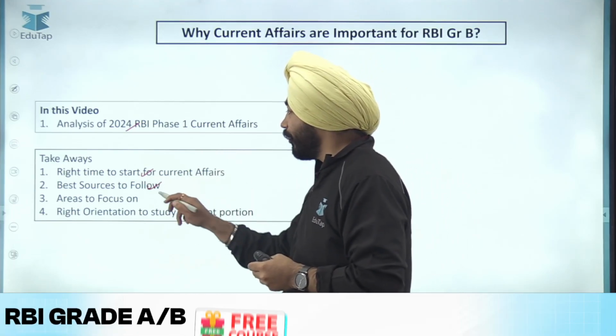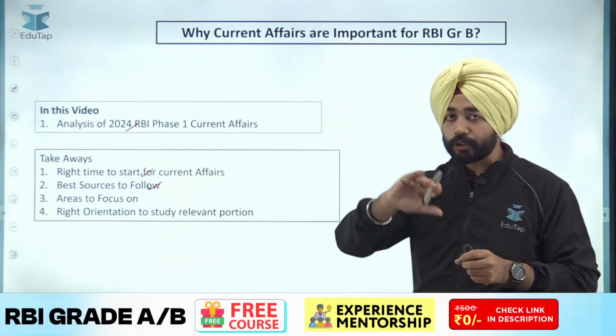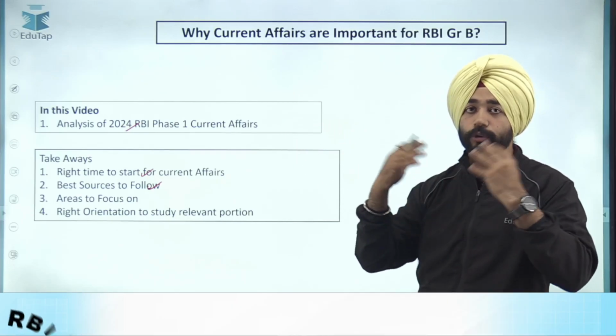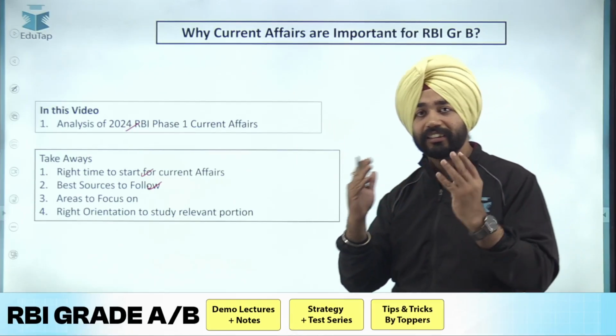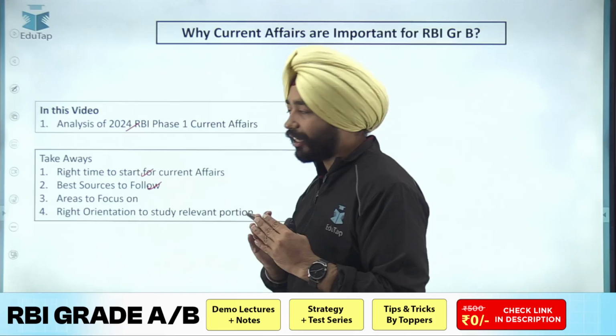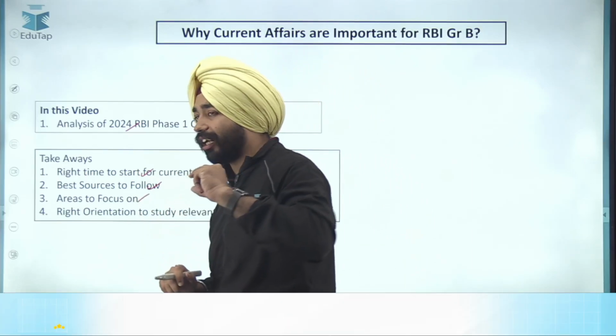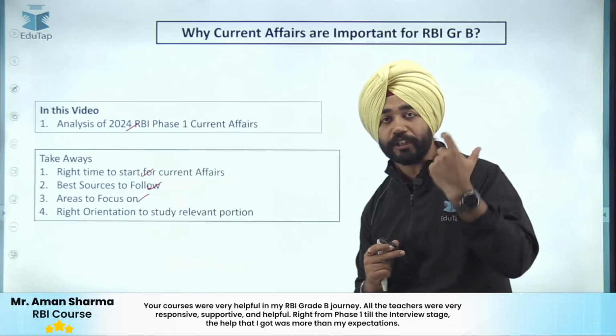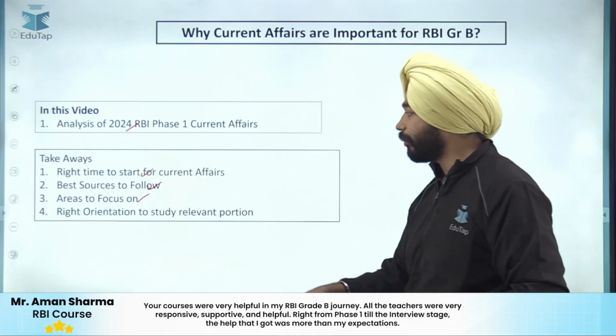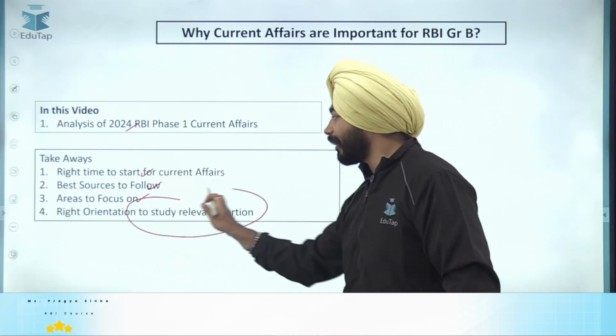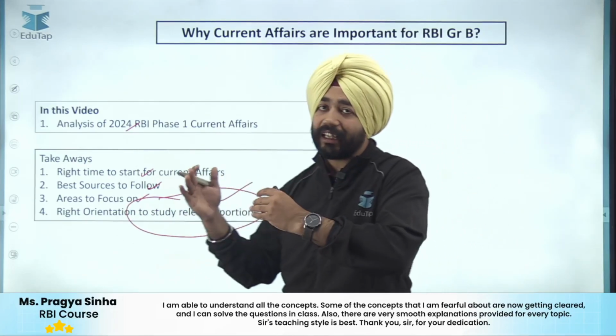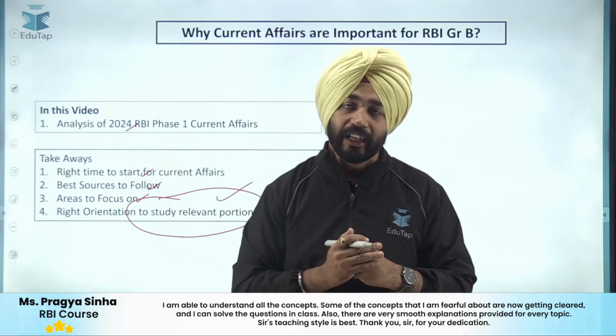Second part, which source you can follow, because what are the sources where the examiner is hitting? Is there any new source that we have discovered this year, or is it the same that is going with the past analysis? Areas to focus on, what are the important topics or important dimensions where you have to focus on, and then you will get an idea of the right orientation to study the relevant portion of the current affairs here.